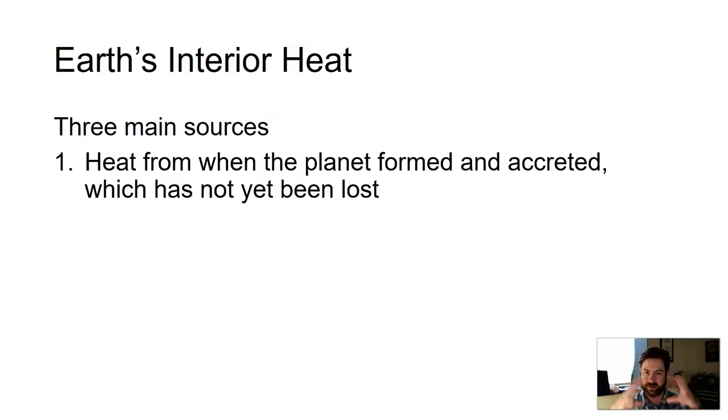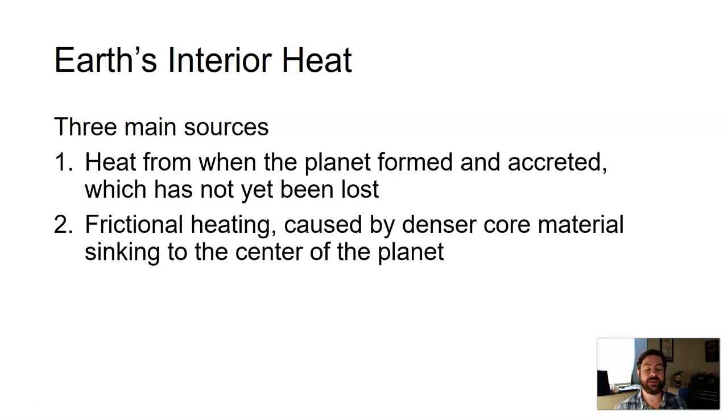And as the Earth cooled, the outside cooled, but a lot of that heat is still retained inside the Earth, believe it or not, even over 4 billion years into the future. Now, another cause of heat in the Earth: stuff is moving around. You do have a liquid outer core that moves around. You do have mantle material that moves around, which is mostly solid. So you have frictional heating.